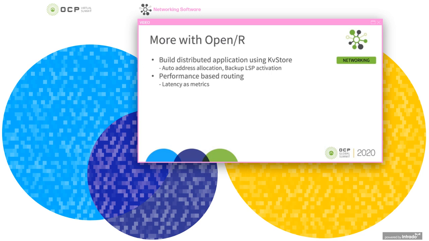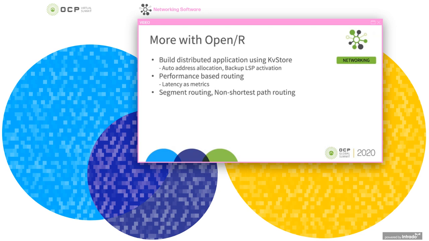Further, it can also do performance-based routing. We added latency as a metric. So OpenR can compute the metric as a part of a handshake protocol with the neighbor when the neighbors are being discovered, and this metric can be fed into the topology for computing the routes based on the latencies. This is being used in the wide area network controller for computing the LSPs.